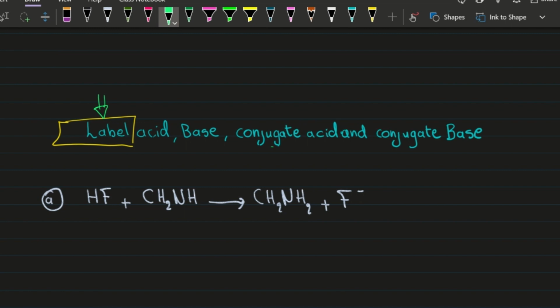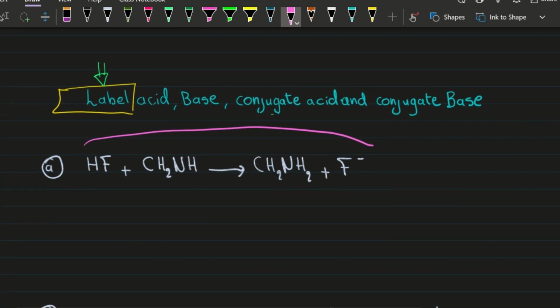Hello, today we are going to talk about one of the very common questions that tends to show up in many chemistry exams, and that is to label the acid, base, conjugate acid, and conjugate base. You're given a reaction, and then you have to tell which one is which.